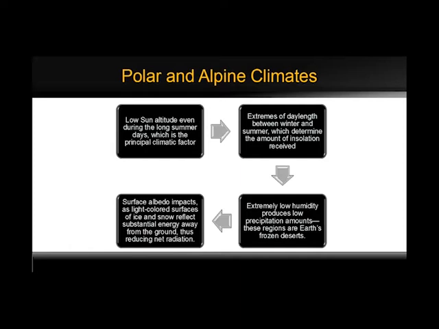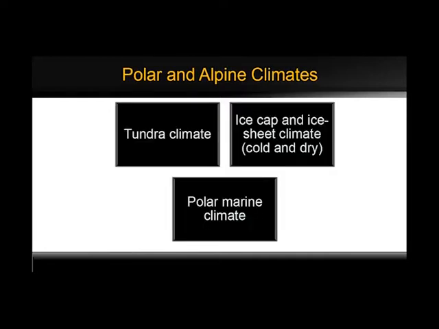In terms of precipitation, the region is dry, with less than 10 inches of precipitation annually. Most precipitation occurs during the summer. So the Alpine biome is one of the coldest biomes in the world. So for polar and Alpine, you have a tundra climate, ice cap, polar climate, and marine climate.